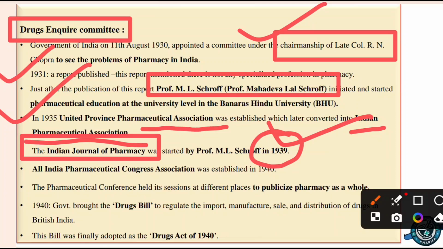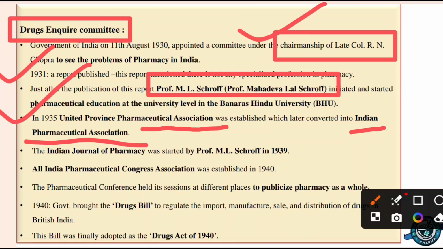What do you mean by the Indian Journal of Pharmacy? Whoever pursues higher study at that time should publish a review article or a research paper based on a particular topic, and that paper you have to publish in a journal. That journal was first started by Professor Mahadev Lal Schroff in 1939.